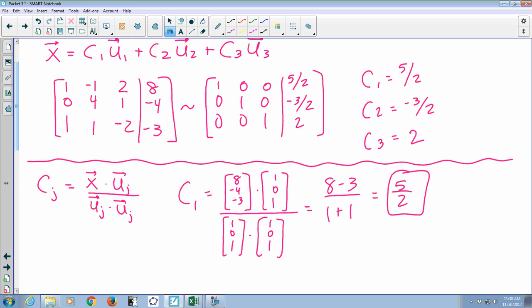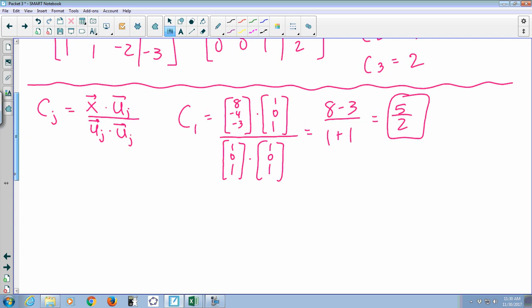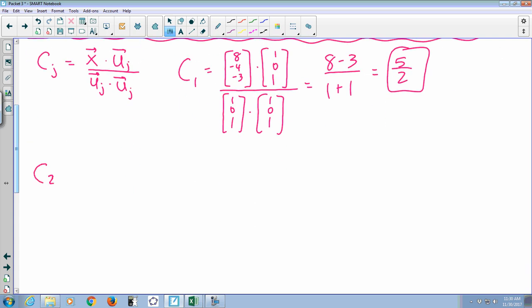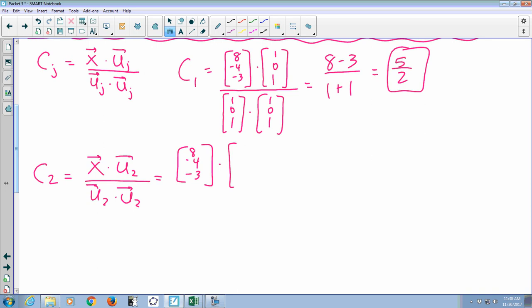So again, this only works because we have an orthogonal basis. You can't use this anytime you want, but when you know your set is an orthogonal basis, you can go ahead and use your special formula. So C2 would be x dotted with u2 over u2 dot u2. U2 is -1, 4, 1.